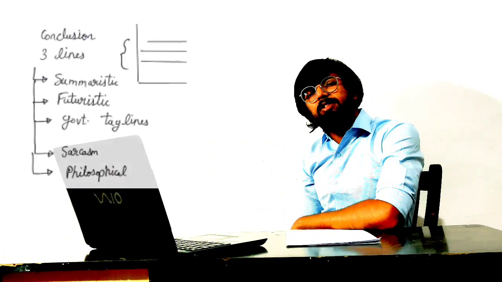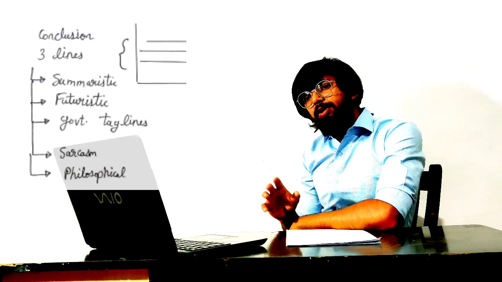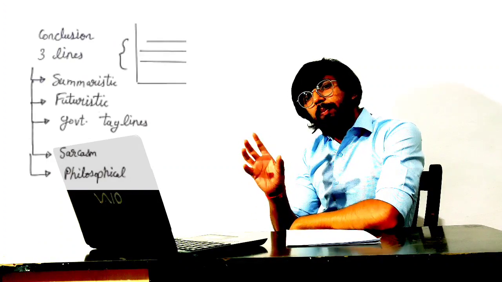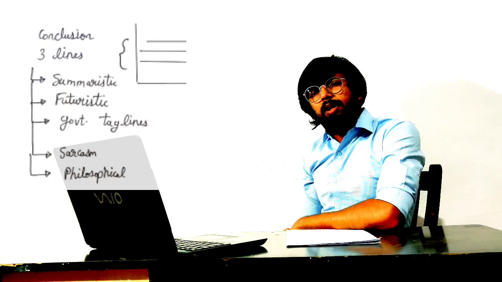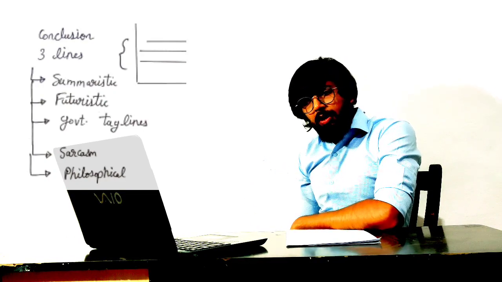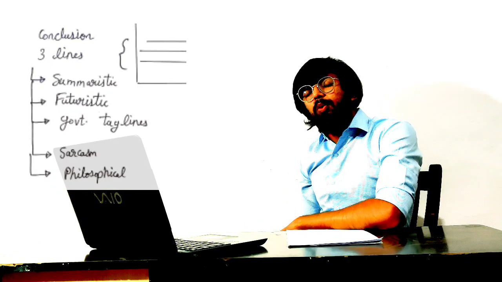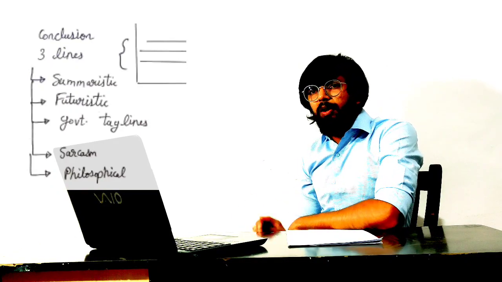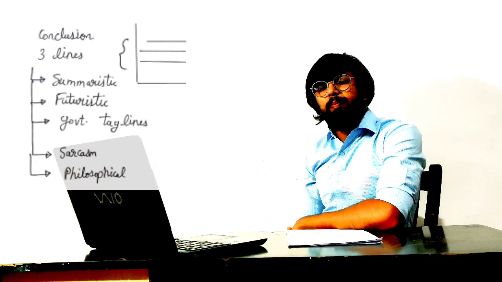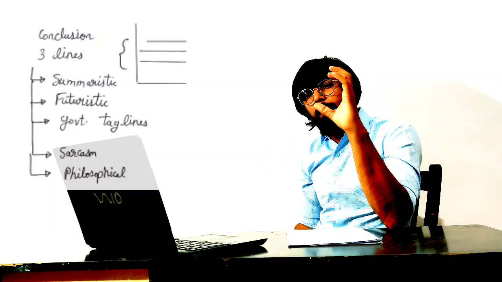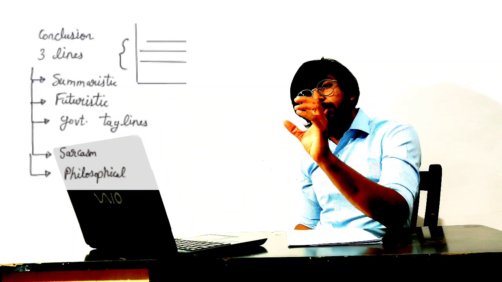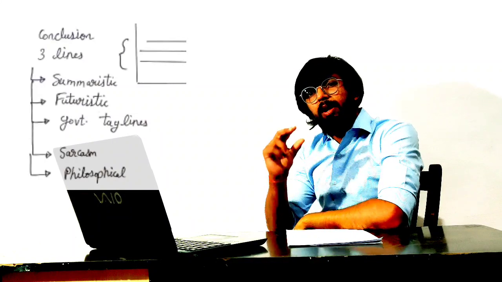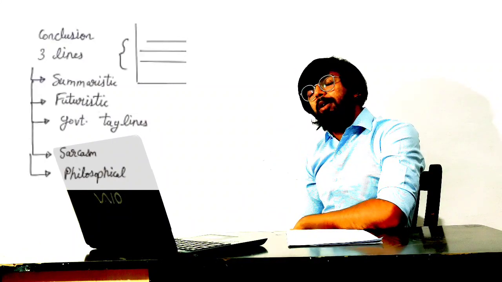Moving on to the next part, that is the conclusion. Conclusion, again the word limit should be 3 lines. 3.5 lines is more than sufficient for writing a conclusion. How can a conclusion be framed? Conclusions are of different types. A conclusion can be summaristic. Summaristic means the summary of the whole data that you have given in the body and introduction. You can conclude with a summary, giving the main points in the conclusion.